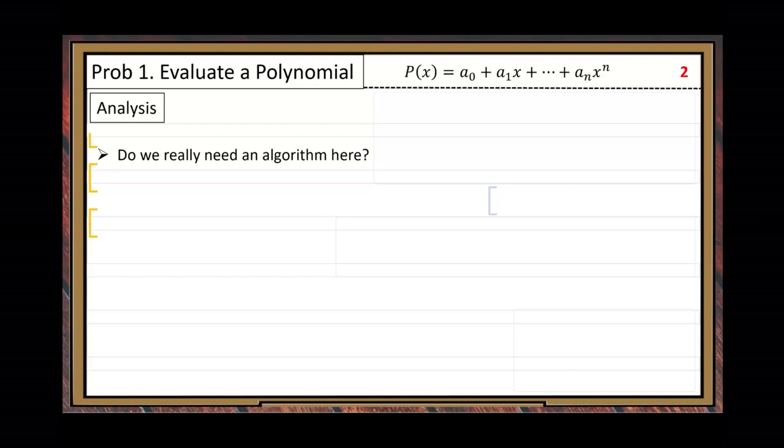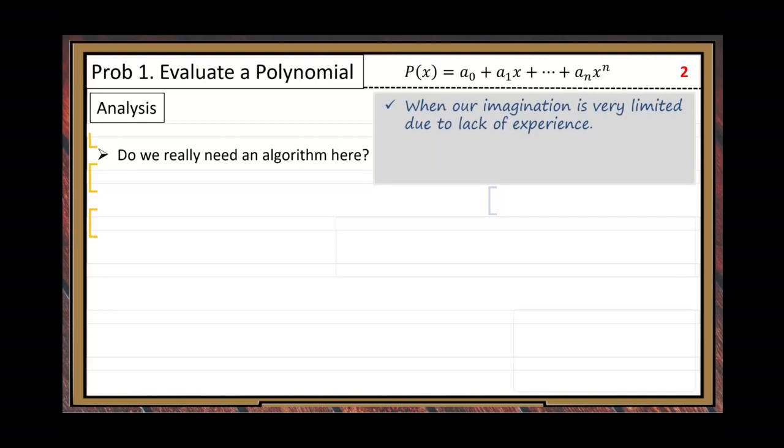All right, so let's look at a little more understanding. When our imagination is very limited, at the beginning, when we try to understand this particular question, we do not have much experience, right? And we need to build up our experience for better understanding of the given question. So then, how to build up the experience?